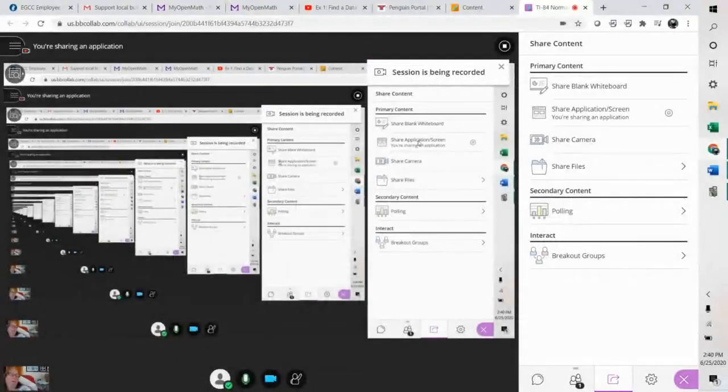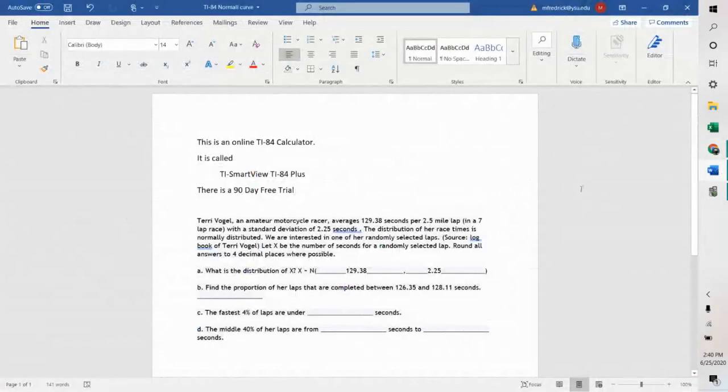Hello. You had a question on this problem, and when you're using the calculator, I think it works out easiest. I think you got the first question right. That's just the mean and the standard deviation.